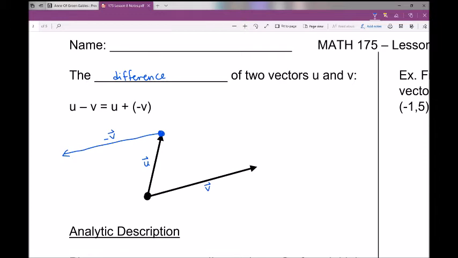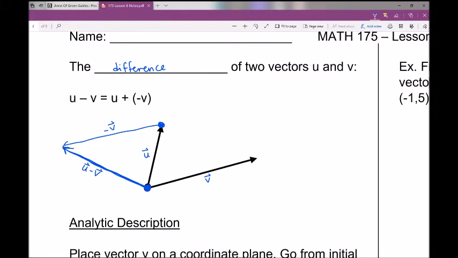Now if we want to add u to negative v, remember all we need is the diagonal of that parallelogram. So if this is the initial point of our path and this is the terminal point of our path, then this vector here is going to be u minus v. Okay, so hopefully that makes a little sense.